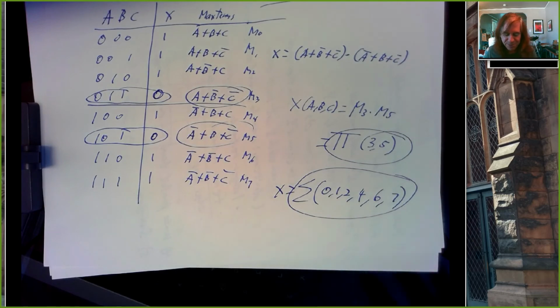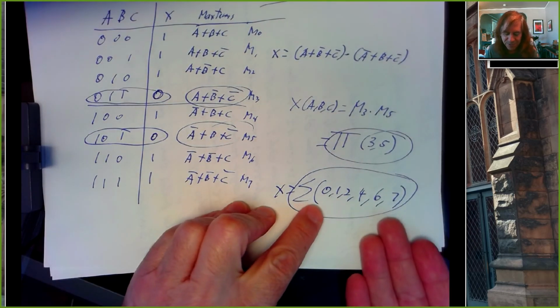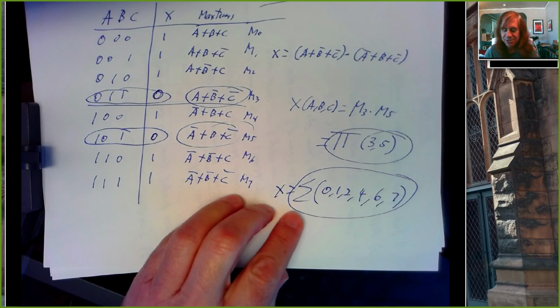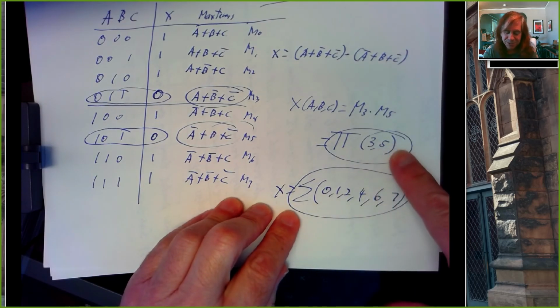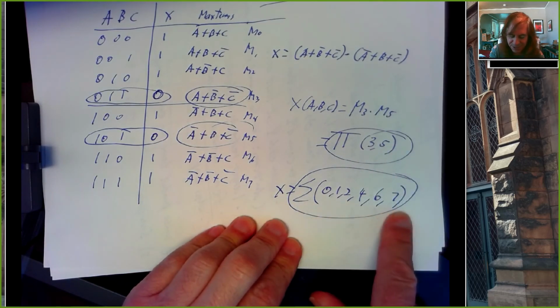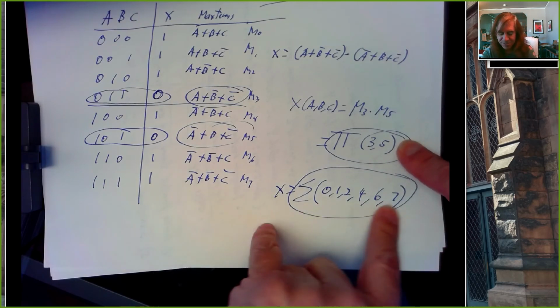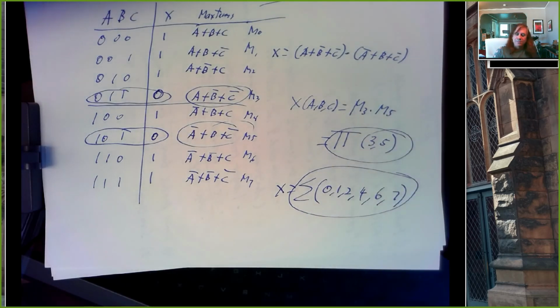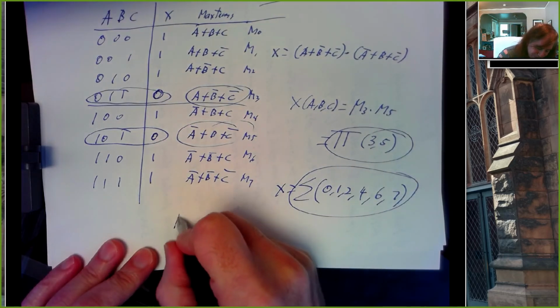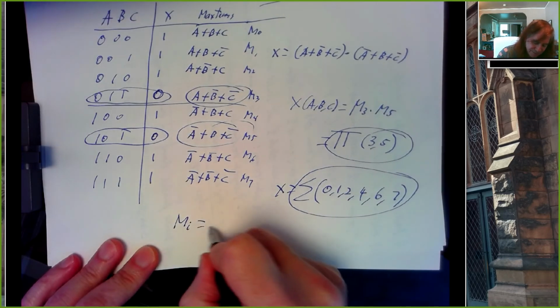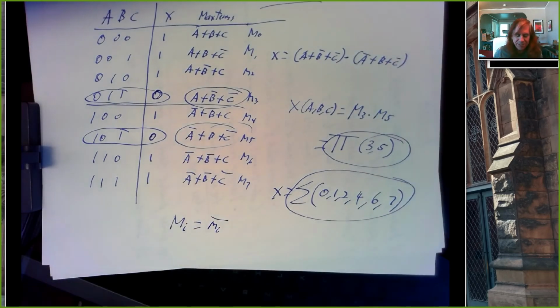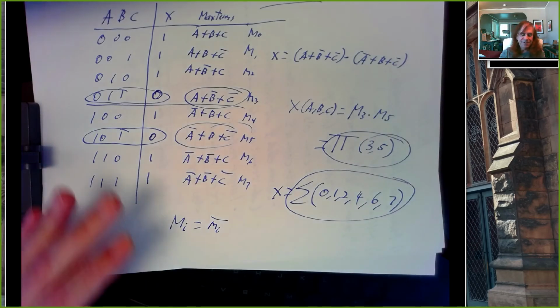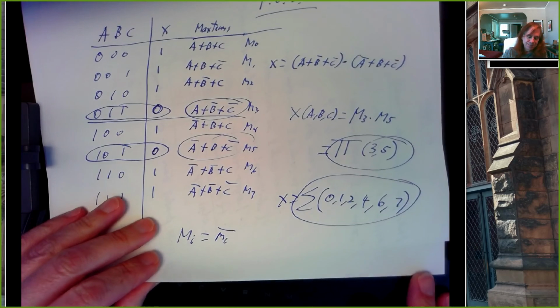Well, the terms that I put in my sum of products were exactly the terms I did not put in my product of sums. This is everything except 3 and 5. This is everything except 0, 1, 2, 4, 6, and 7. And if I write down the expression for maxterm i, it's the complement of the expression for minterm i. And you can verify that by using De Morgan's theorem.